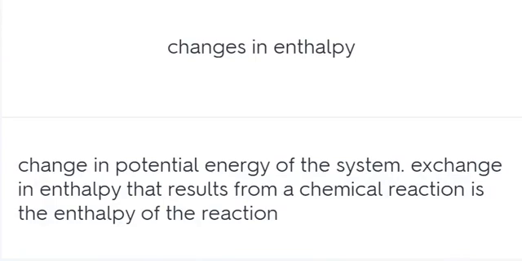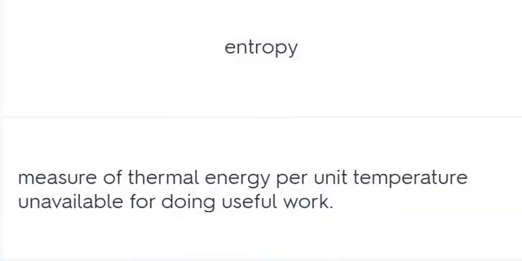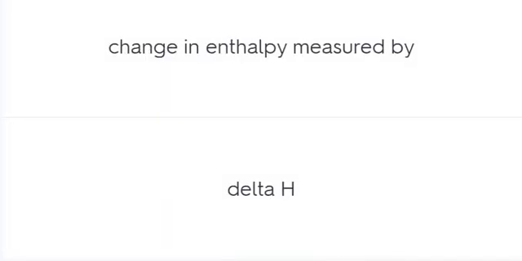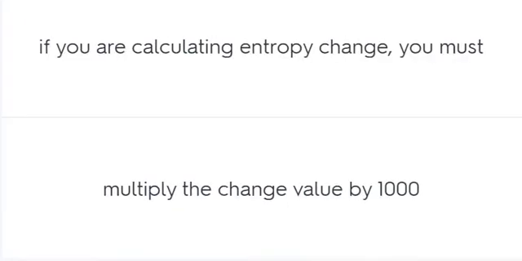Changes in enthalpy. Change in potential energy of the system. Change in enthalpy that results from a chemical reaction is the enthalpy of the reaction. Entropy. Measure of thermal energy per unit temperature unavailable for doing useful work. Change in enthalpy is measured by delta H. If you are calculating entropy change, you must multiply the change value by 1000.